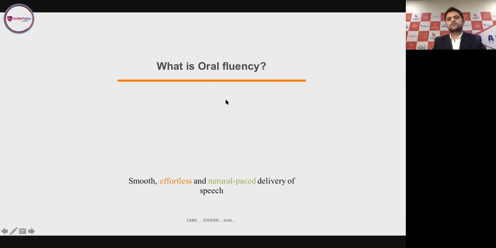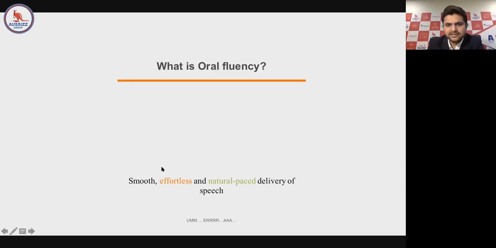All right, so we begin with the first or the most basic question that people tend to have regarding oral fluency. There is normally a certain confusion regarding what exactly oral fluency is. Oral fluency has a lot of definitions. If you go online, you would find a variety of definitions by various sources.